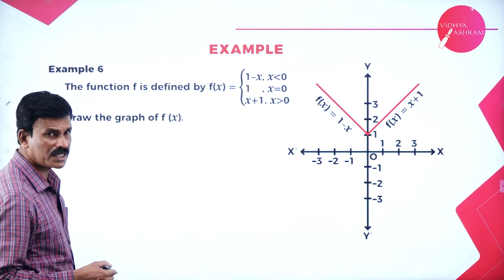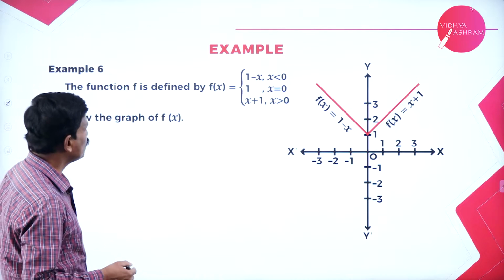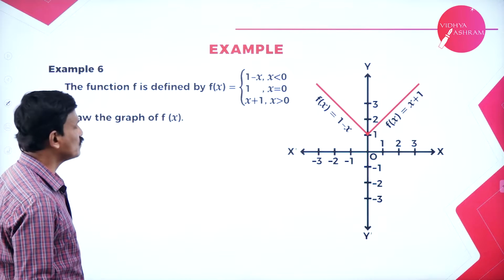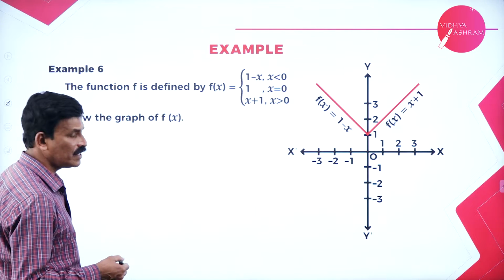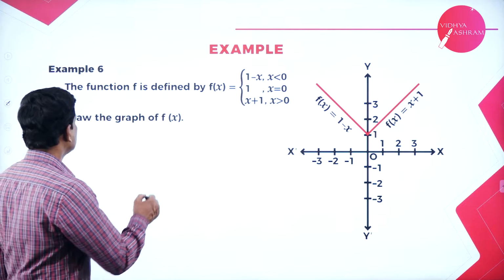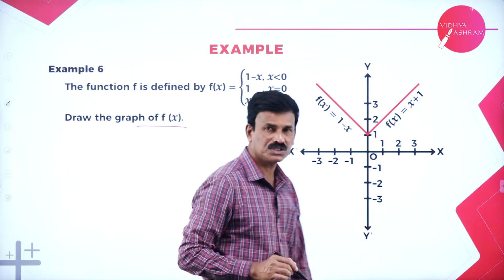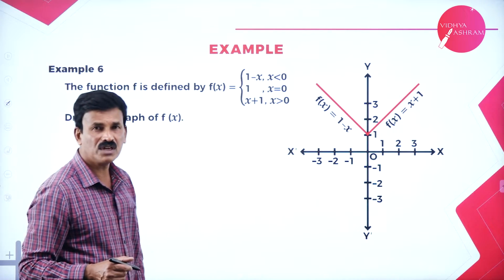That's it. Okay. Now let us take a similar type of problem. So before that, let us discuss this. Now, what is the problem? The function f is defined by f of x is equal to 1 minus x when x is less than 0, 1 when x is equal to 0, and x plus 1 when x is greater than 0. Draw the graph of the function. So we have to draw the graph for this function.